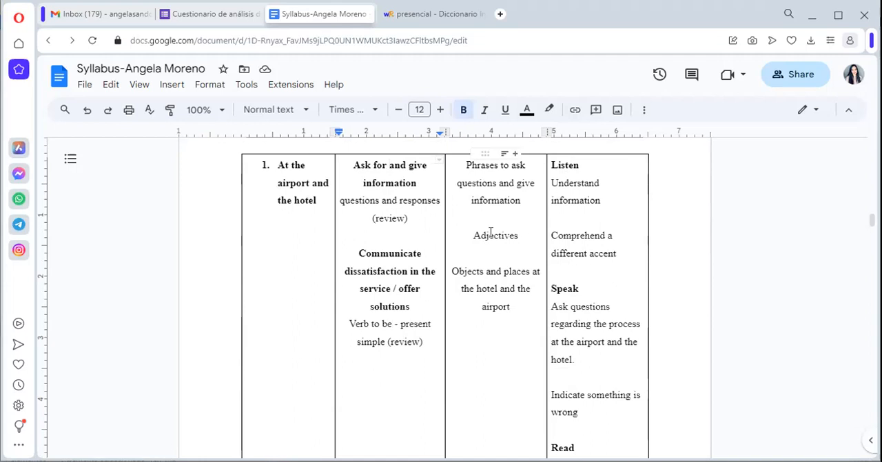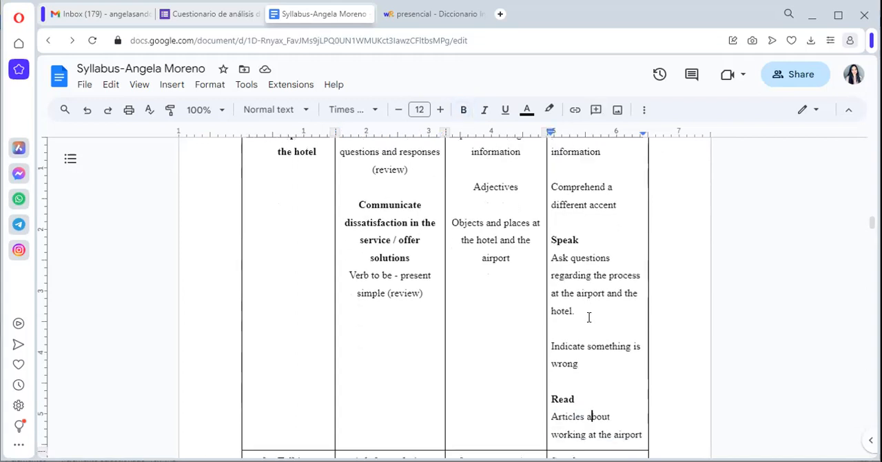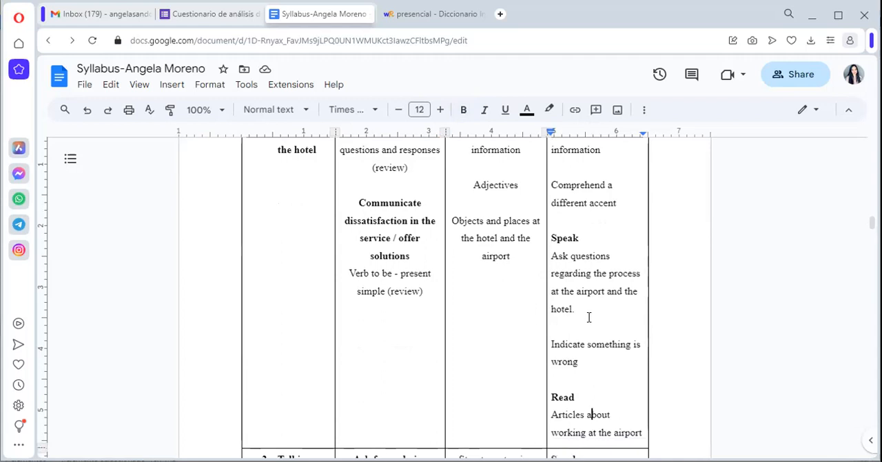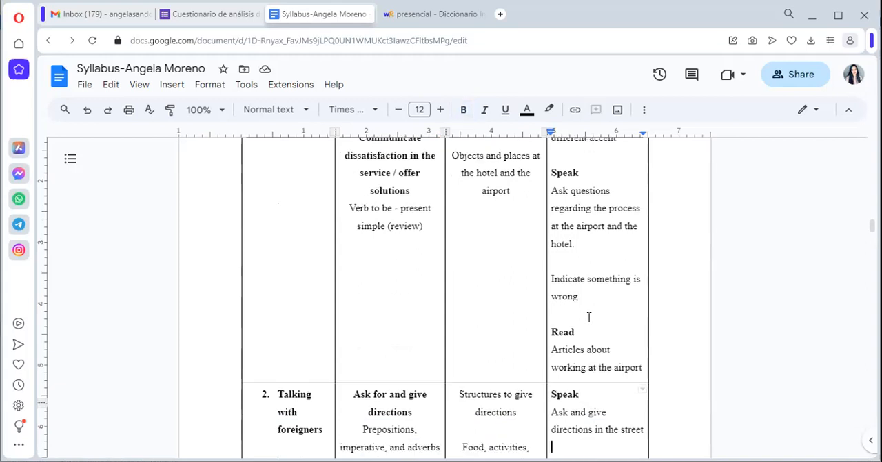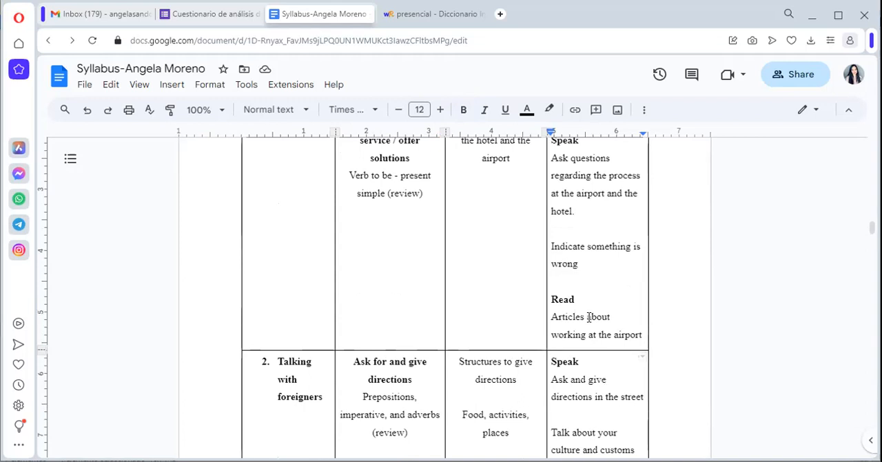In the skills, he's going to train to understand information, I mean, in the listening part, and comprehend different accents. And in the speaking skill, he's going to ask questions regarding the process at the airport and the hotel, and indicate something is wrong. And in the reading skill, he's going to read articles about working at the airport.